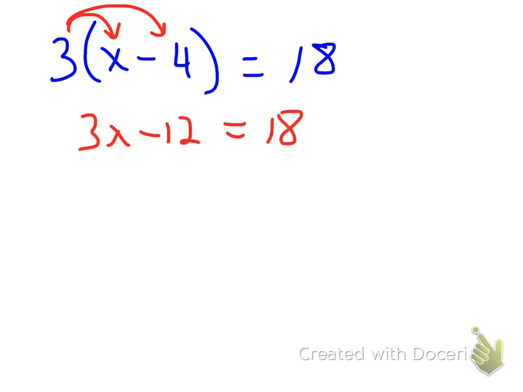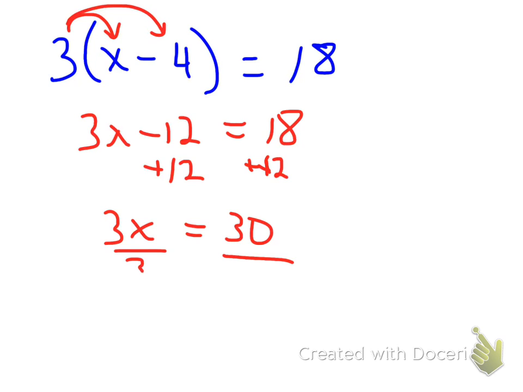Once I have it in this form, now it's just a normal equation to solve. I'm going to move the 12 by adding 12 to both sides. So I have 3x equals 30. And then to get x by itself, I need to divide by 3, giving me a giant 1 here, and x equals 10.